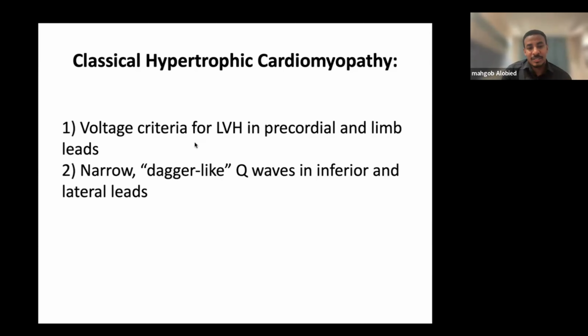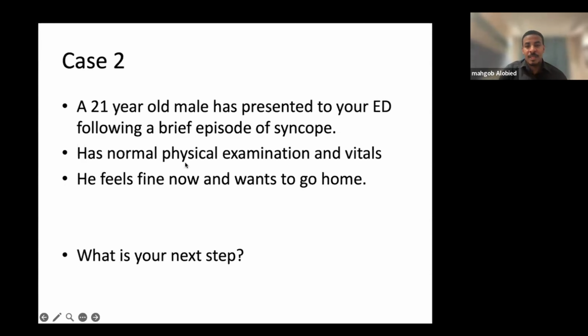Let's go to the second case. So this is the second case. Anyone? "A 21-year-old male has presented to the emergency department following a brief episode of syncope. Has normal physical examination and vitals. He feels fine now and wants to go home."